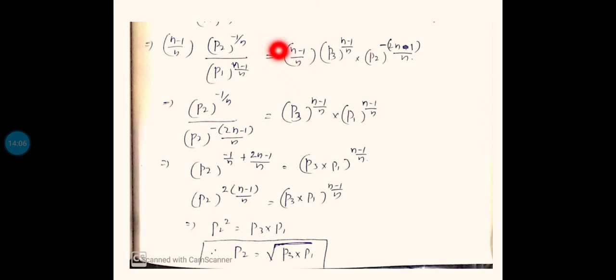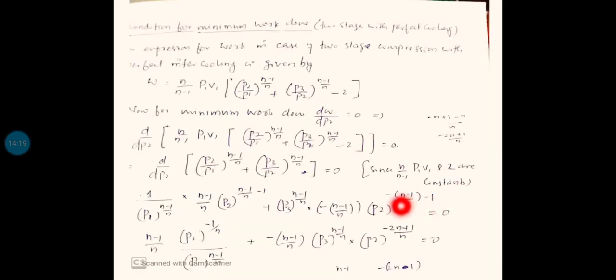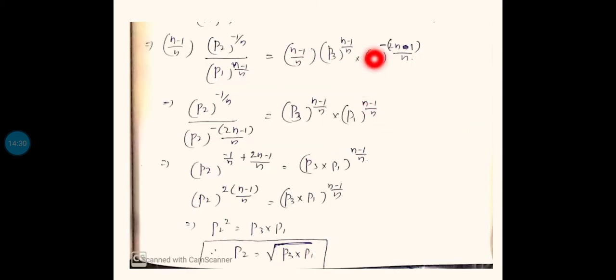See, there was a minus sign along with this term, but since it has been taken to the right side, that minus has gone. n minus 1 by n into p3 raised to n minus 1 by n into p2 raised to, actually, here it was minus 2n plus 1. That minus I have taken as common, so this term becomes minus of 2n minus 1 by n. Okay, so minus of 2n minus 1 by n. I have taken this minus common, that's why a negative sign comes here, 2n minus 1 by n.